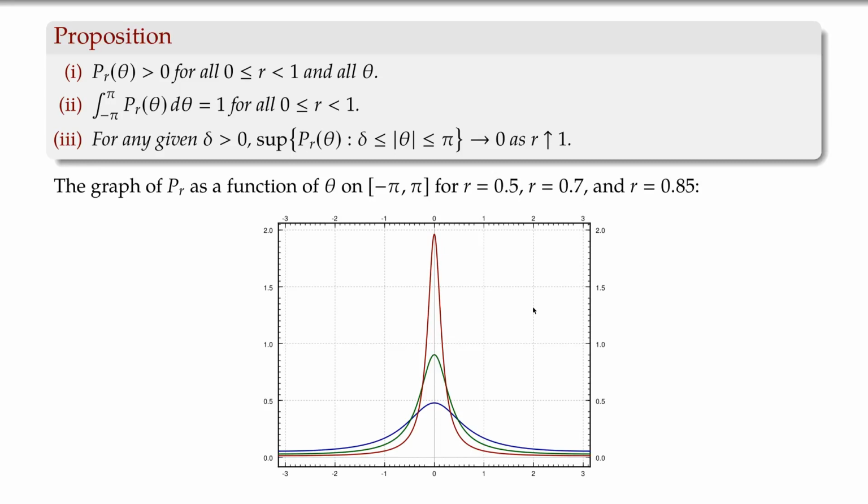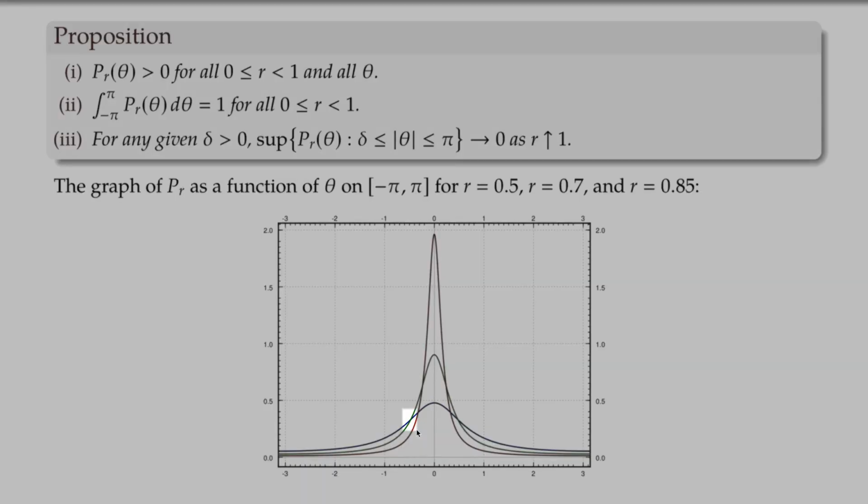In this picture over here, this is p sub r for 3 different r's. So r equals 0.5, that's this blue smallest peak over here. It's sort of a wider peak. It's bigger than the other ones up until we get here, right? This is where it crosses.